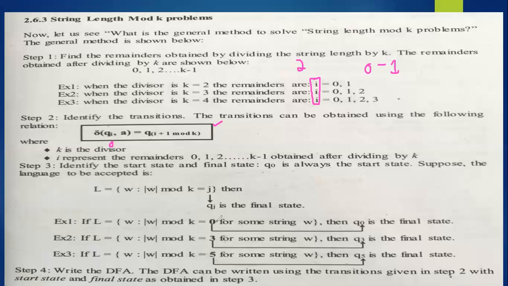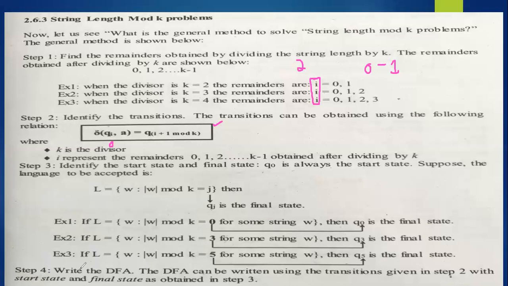So what result are you going to get here? What is the j value you are generating? That will be the final state. For this question, 3 is the j value, so q3 is the final state. Here, if 5 is the result you are generating, then q5 is the final state.